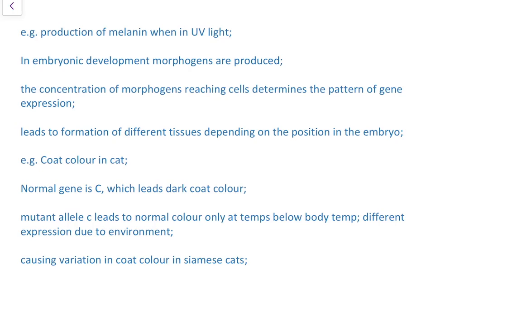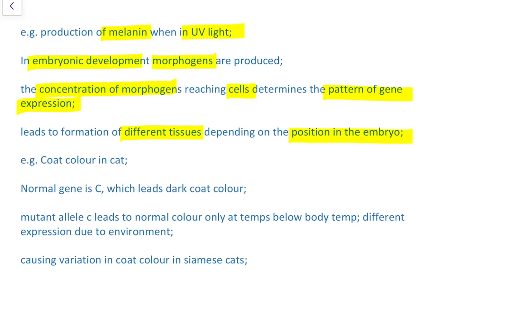So here's our summary. You can have regulation of gene expression in different environmental conditions, e.g. the production of melanin in UV light. We looked at embryonic development where morphogens are produced, and the concentration of those morphogens reaching the cell determines how the genes are expressed and even what type of cell it becomes, leading to different tissues being formed depending on the position in the embryo.